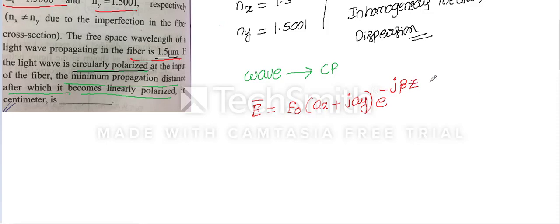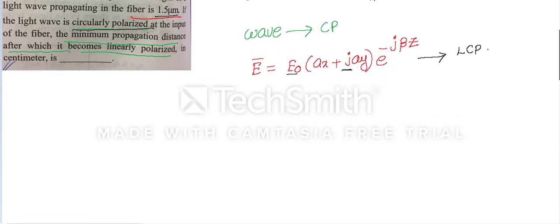Now what is the polarization of this wave? Circular. Amplitudes are the same here, both E naught, and the phase difference is j, which means 90 degrees. So is it left or right circular? This is the left circular polarization. So this is the circularly polarized wave.